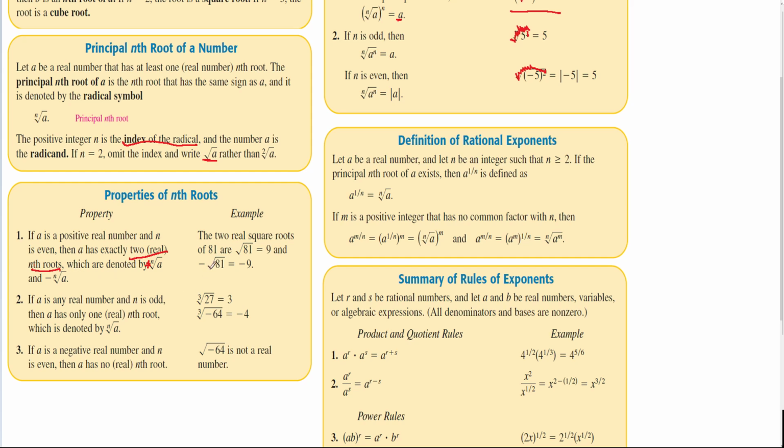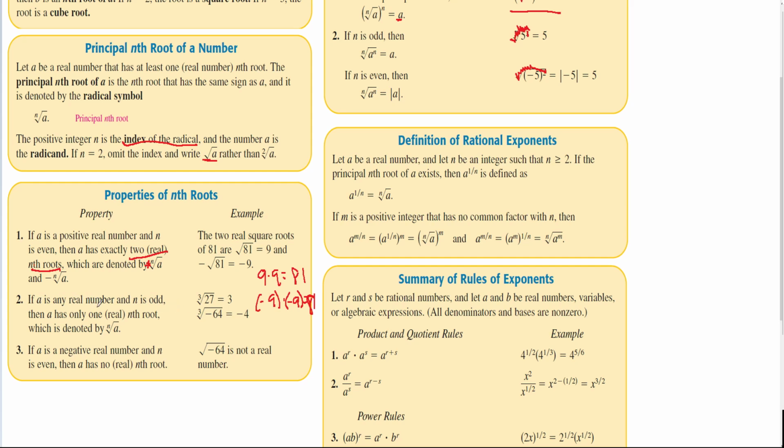square root of a. Okay, so for something like 81, if we're taking the square root of 81, we know that it will have two solutions, because 9 times 9 gives us 81, and -9 times -9 also gives us 81, okay?